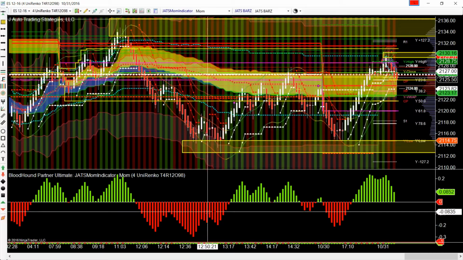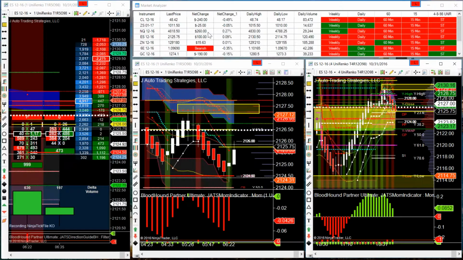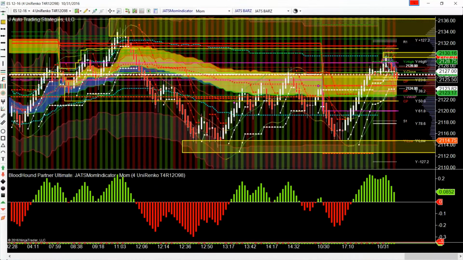But definitely if momentum is below zero, I'm not going to be looking for longs. I'm going to be going short, and I do want to match the higher time frame trend, which is weekly, daily, 60, 15 to the downside. So I would be expecting some more downside trades.